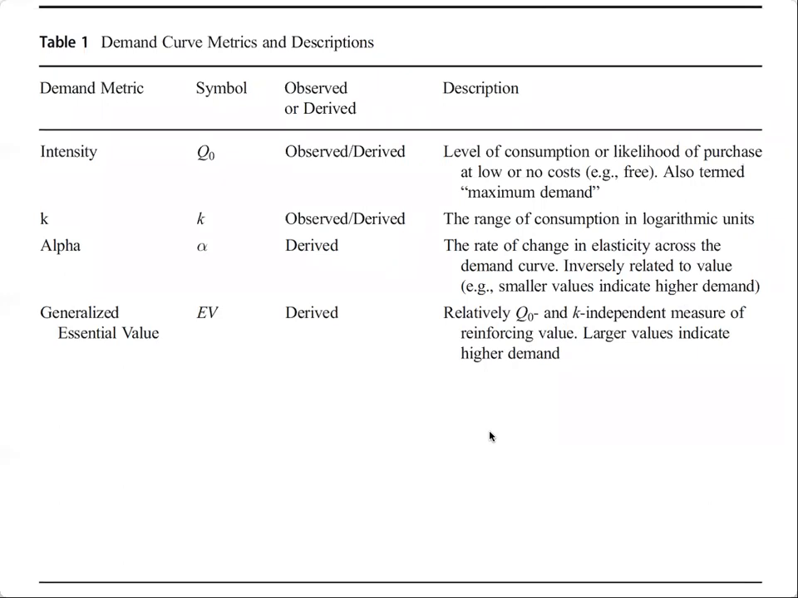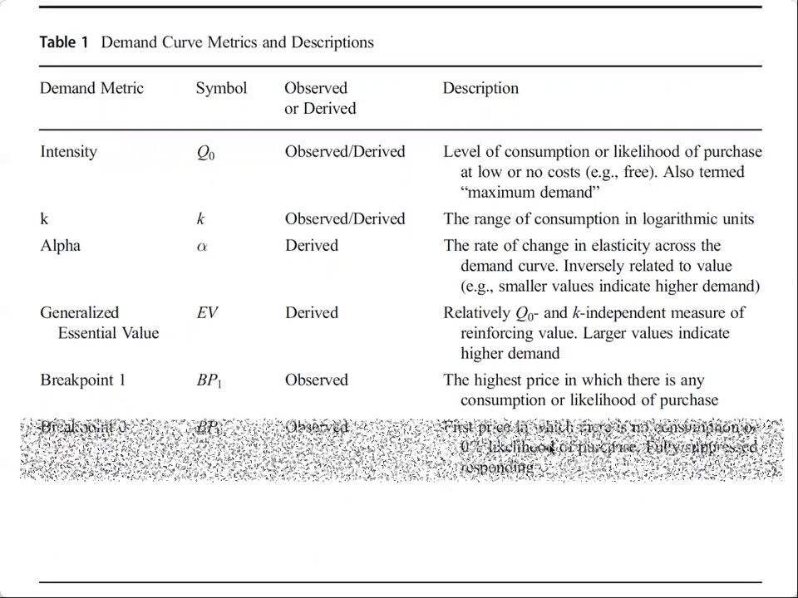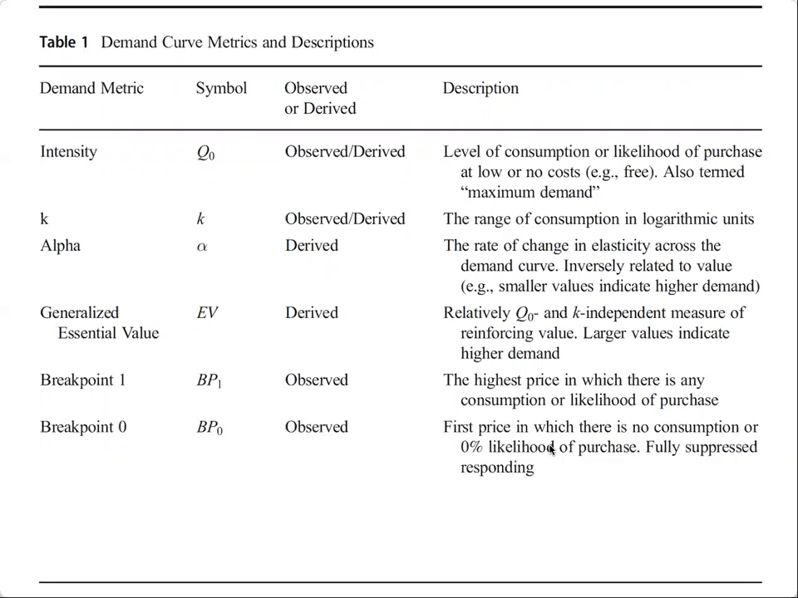Generalized essential value, I'm just going to skip over this for now. I'm not going to spend too much more time talking about it, but this is very much just related to alpha. Breakpoint is something you've heard about today. There are actually a couple different ways we can get breakpoint. Breakpoint 1 is the highest price in which there's any consumption or likelihood of purchase, whereas breakpoint 0 is the first price at which there is no consumption. And this is important for discussing and being sure that when you're sharing your results, you're clear about what kind of breakpoint you're reporting.